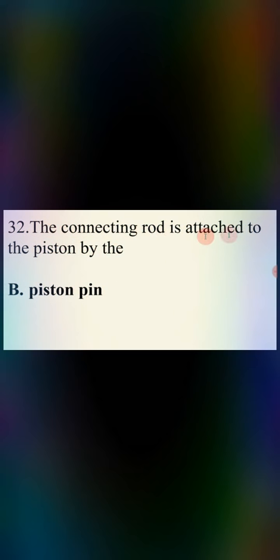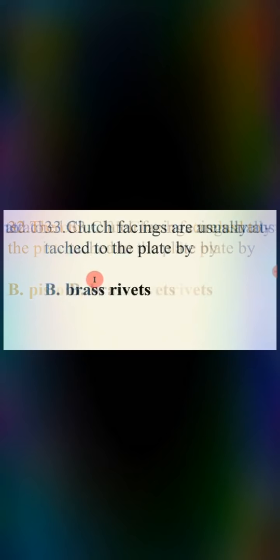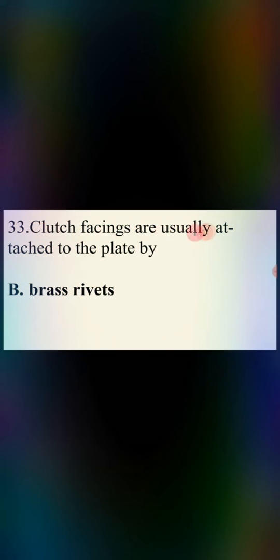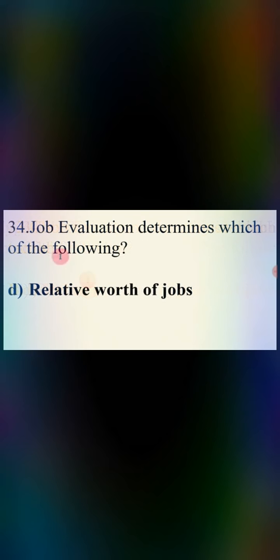The connecting rod is attached to the piston by the piston pin. Clutch facings are usually attached to the plate by brass rivets.